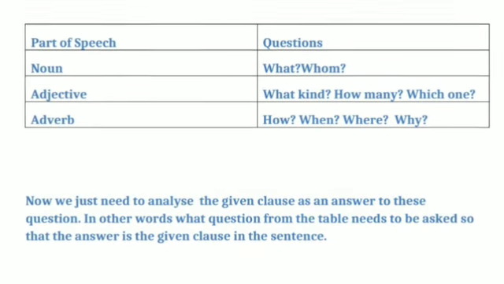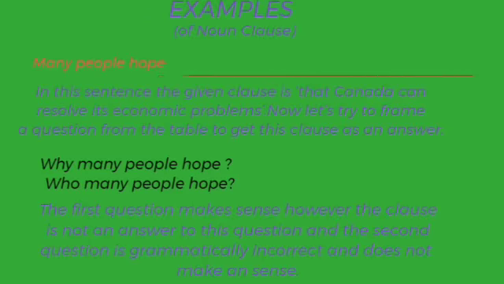For example, many people hope that Canada can resolve its economic problem. In this sentence, the given clause is that Canada can resolve its economic problem. Now let's try to frame a question from the table to get this clause as an answer. Why many people hope? Or who many people hope? The first question makes sense, however, the clause is not an answer to this question, and the second question is grammatically incorrect and does not make any sense.